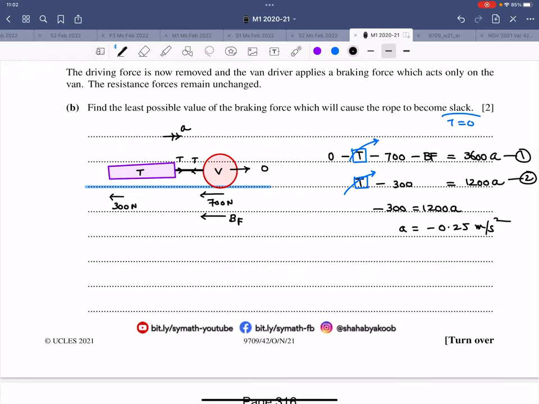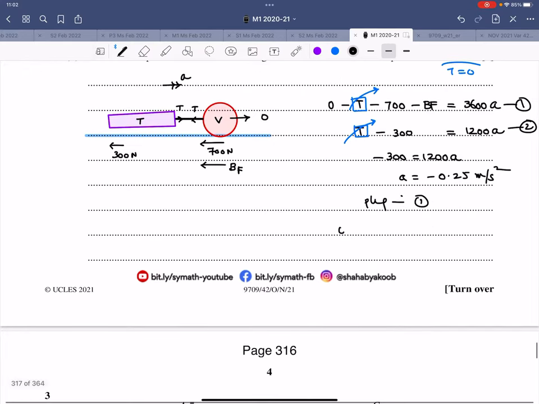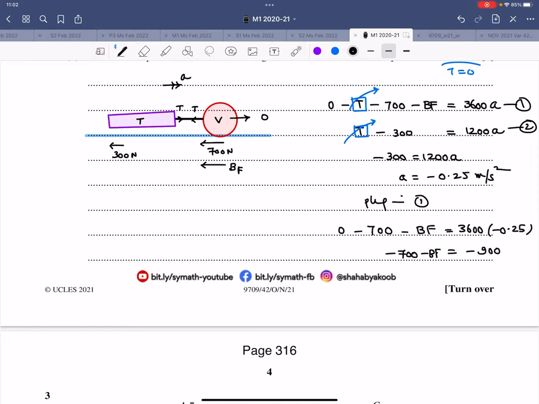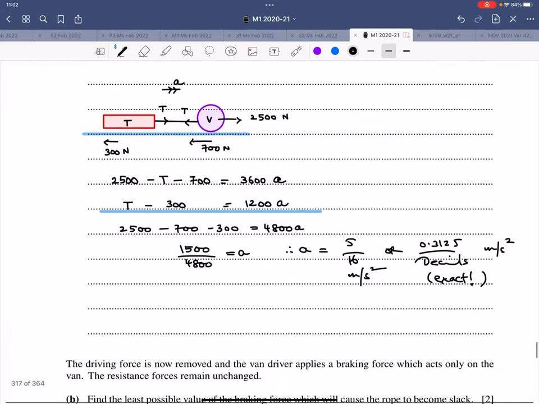So plug into equation 1, that is 0 minus 700 minus braking force is equal to 3600 into negative 0.25. That comes out to be negative 900, that is minus 700 minus braking force. So therefore, minus braking force is equal to minus 200. Therefore, braking force comes out to be 200 Newton. That is the value for this particular answer.